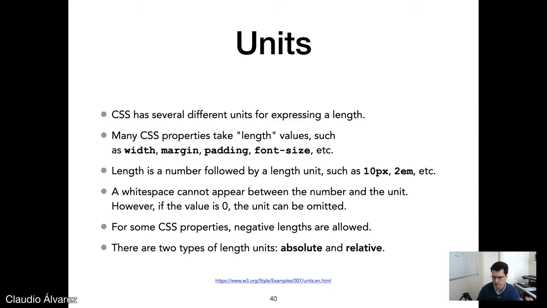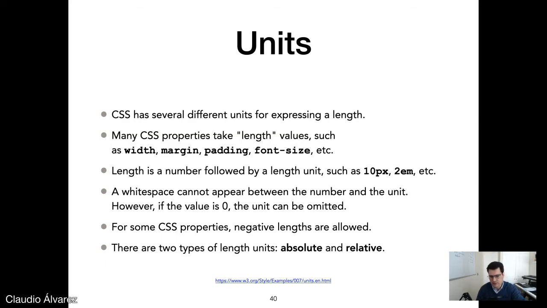I'll explain about pixels and EMs in a minute. A white space cannot appear between the number and the unit. However, if the value is 0, the unit can be omitted because it doesn't matter which unit you want. 0 is always 0. For some CSS properties, negative lengths are allowed. And this kind of trickery was used to build layouts up to CSS version 2. CSS version 3 is way easier to use than the prior versions.